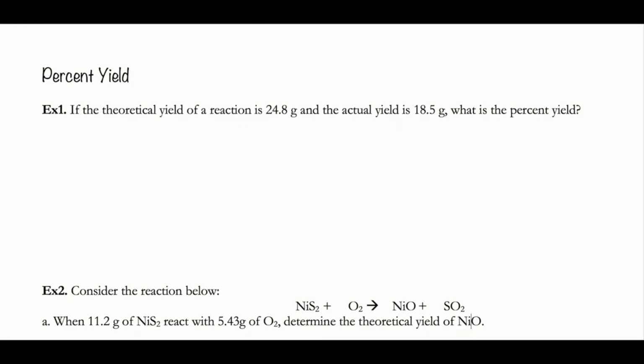The first is theoretical yield. Now, theoretical yield is the amount of product that you predict should be formed using calculations. So exactly what we did in the last two sections. When you calculate, given a certain amount of reactant, how much product should be formed, that value is your theoretical yield.